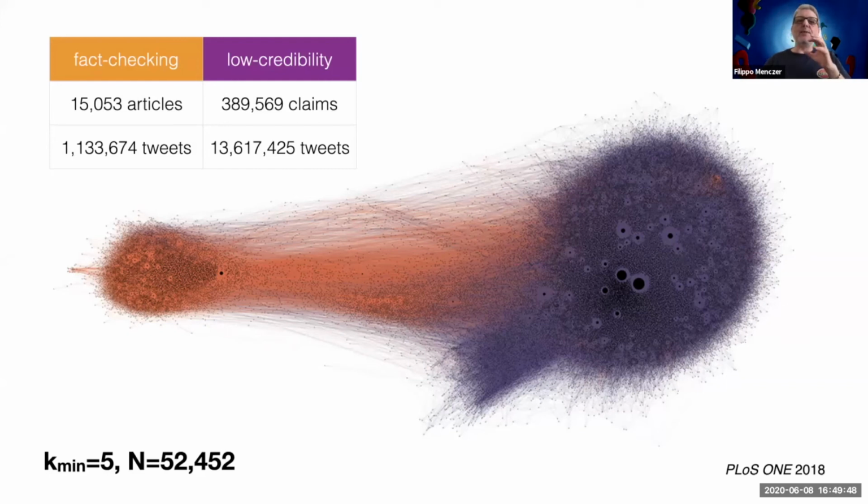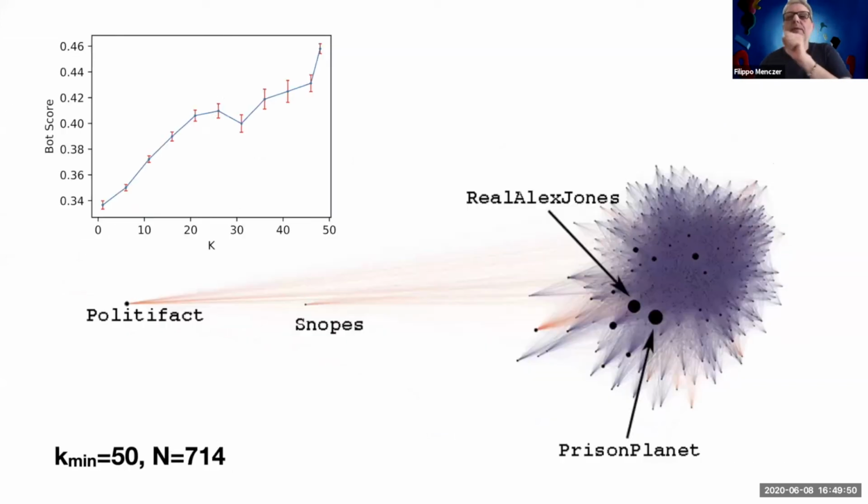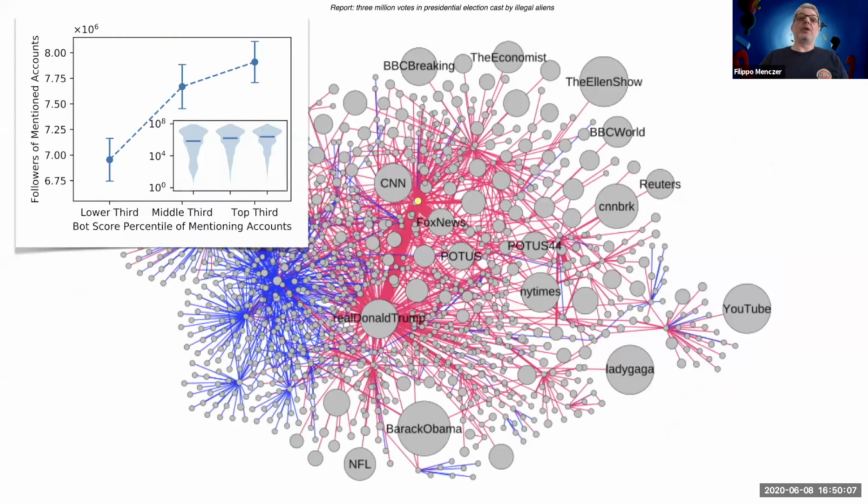Now, as you move closer to the core of this network using K-core decomposition, you find that there are more bots, and this is very similar to what Luca showed earlier, right? As you go closer to the core, you get more and more bots. And what are these bots doing?